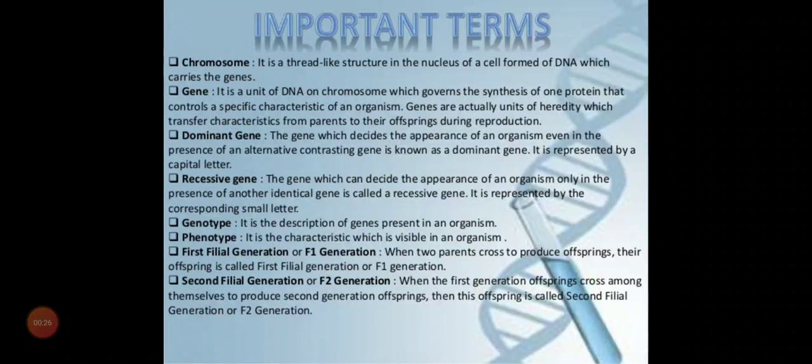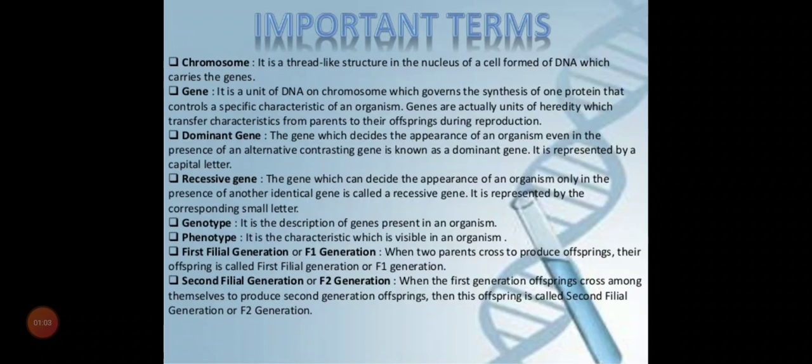Now what is a gene? It is a unit of DNA on a chromosome, and it governs the synthesis of one protein which controls a specific characteristic of an organism. Means any specific characteristic in an organism is controlled by one gene. There is a theory you will read in higher classes, the one gene, one characteristic theory. It means one characteristic is controlled by only one specific gene. So genes are actually units of heredity which transfer characteristics from parents to offspring during reproduction.